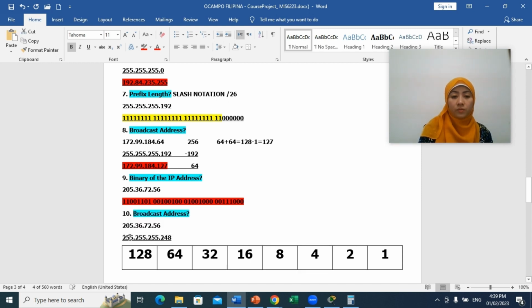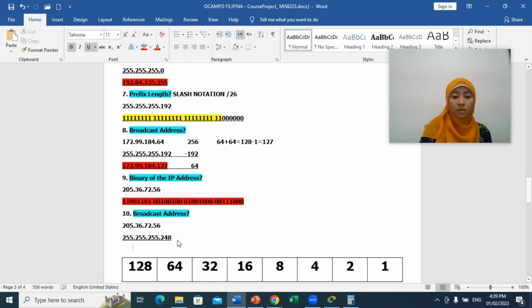So for the last question, we need to get the broadcast address. So again, to do that, I bring down the IP address and the subnet mask. So the 255 corresponds to the IP address. We will just bring it down. So 205.36.72.56 and 248, it's not possible. It's not equivalent. So we will need to get the value of 248, and then 56.